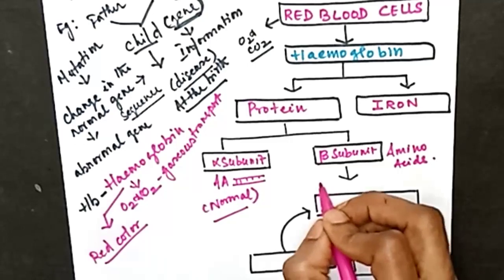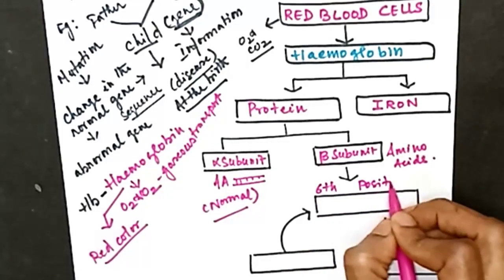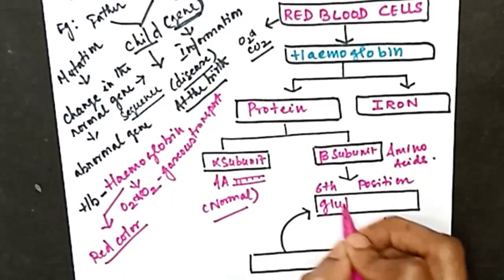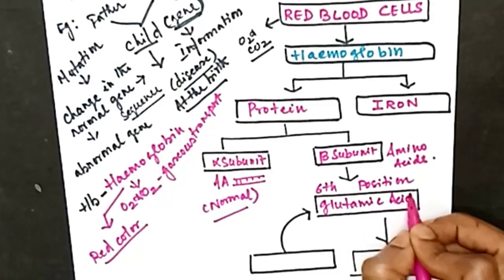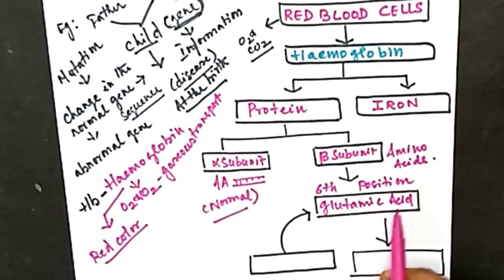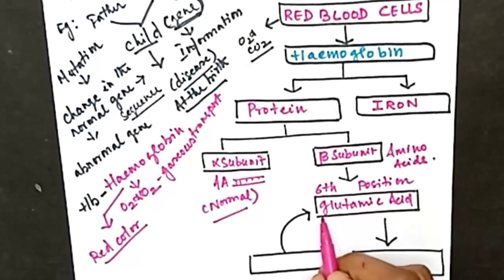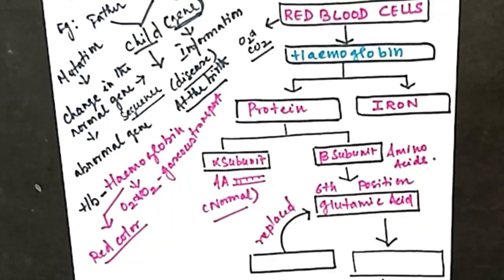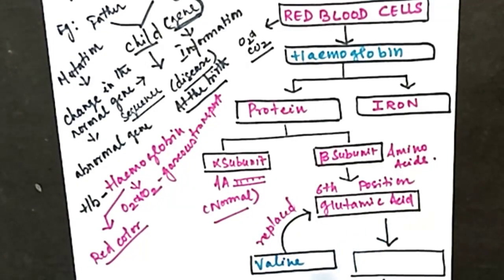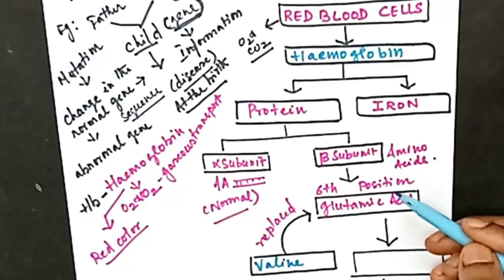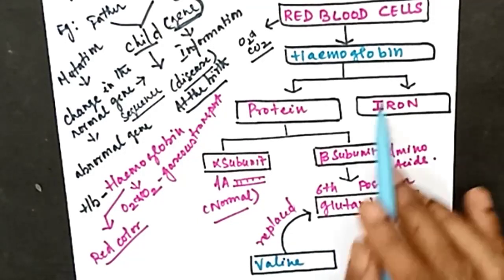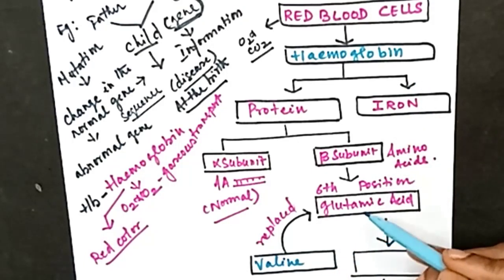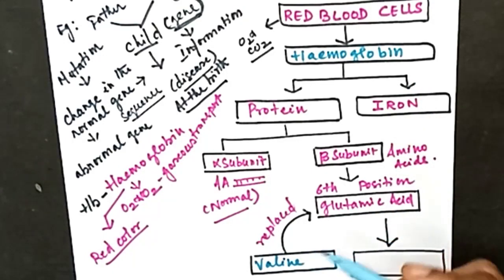Coming to the beta subunit, which is made up of amino acids, at the sixth position normal hemoglobin contains glutamic acid. What happens in sickle cell anemia is that this glutamic acid is replaced by valine. Glutamic acid is the name of an amino acid, and valine is also an amino acid. If the glutamic acid is replaced by valine, it results in abnormal hemoglobin.